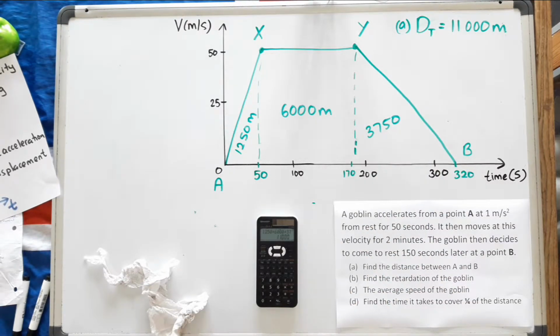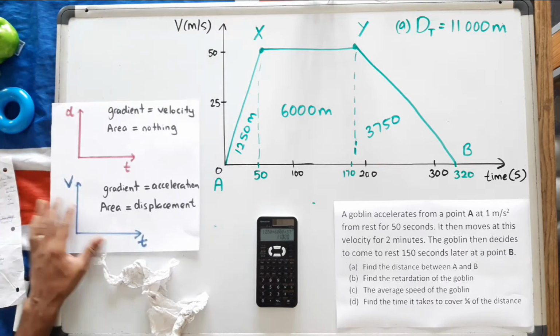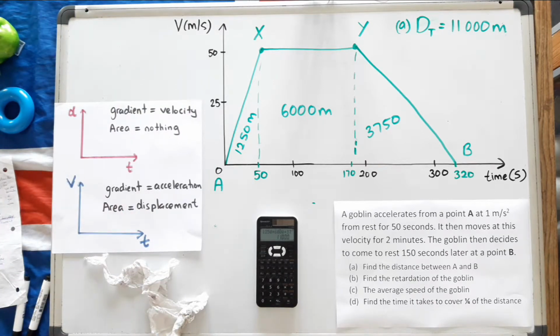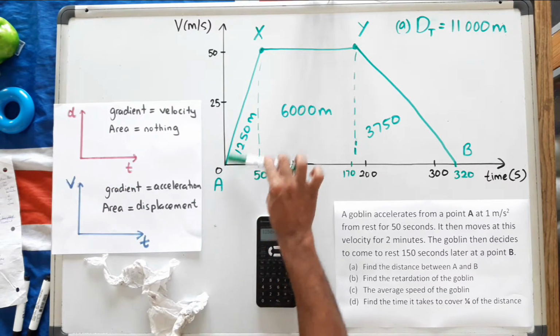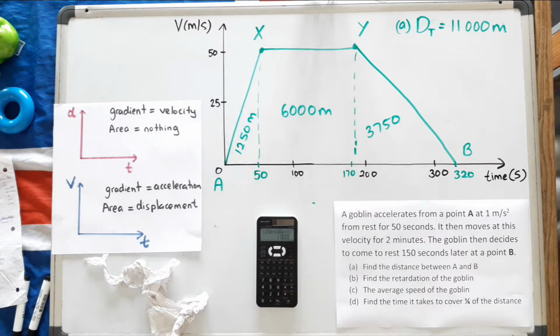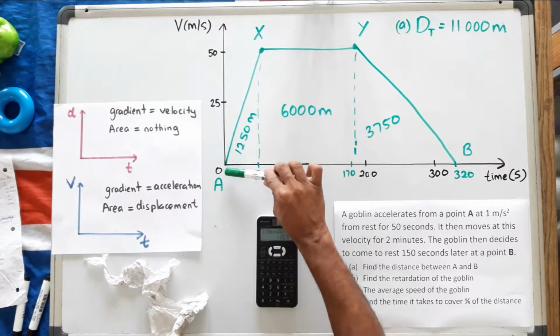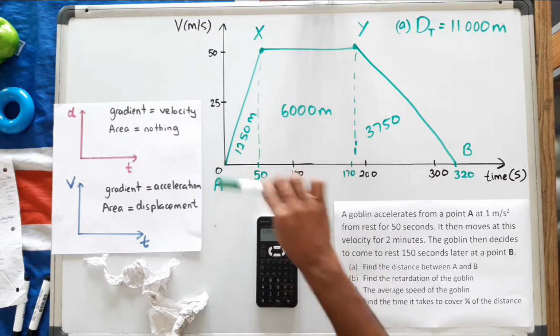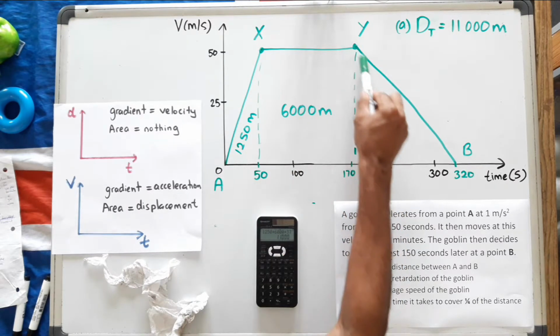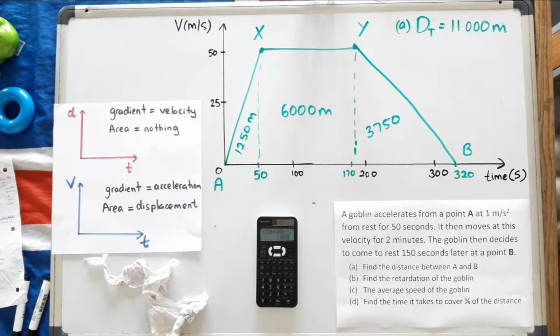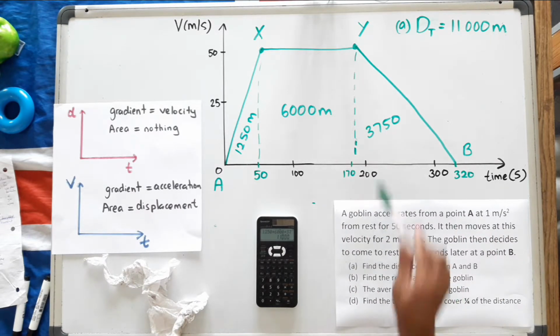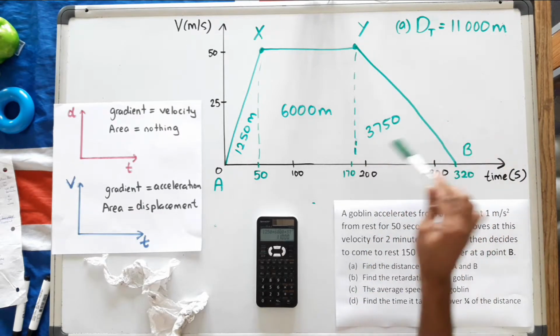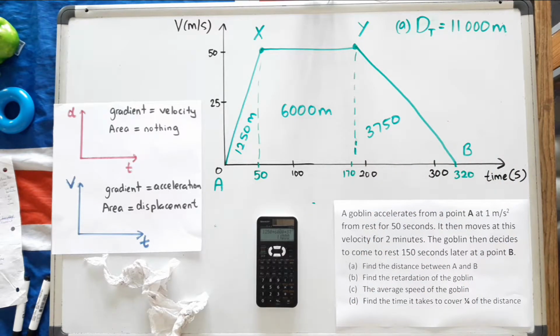Alright. Find the retardation of the goblin. Now, what does that mean? A retardation is just the opposite of an acceleration. So in a velocity time graph, the gradient will give us the acceleration. Here the acceleration will be positive, because when the line slopes upwards, you get a positive number. And when a line slopes downwards, you get a negative gradient. So when they ask us the retardation of the goblin, they're talking about this part here, the part with the negative acceleration.